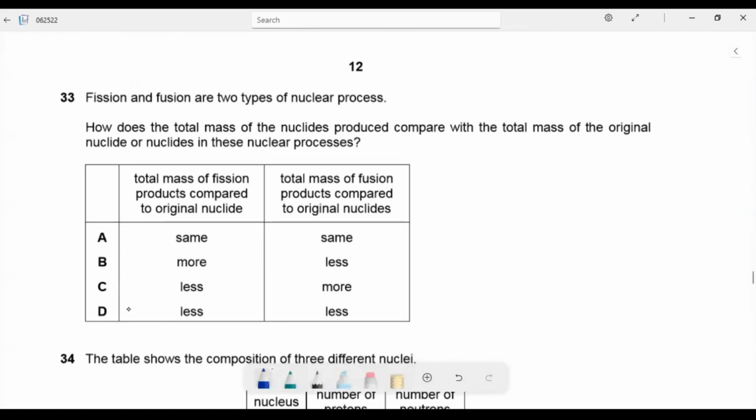Fission and fusion are two types of nuclear process. How does the total mass of the nuclides produced compare with the total mass of the original nuclide or nuclides in the nuclear process? In the case of fission, the heavy nucleus is split into smaller nuclei. So here energy is generated, in the form of kinetic energy, and radiation will be there.